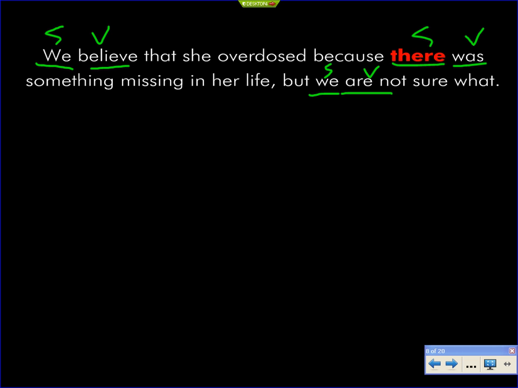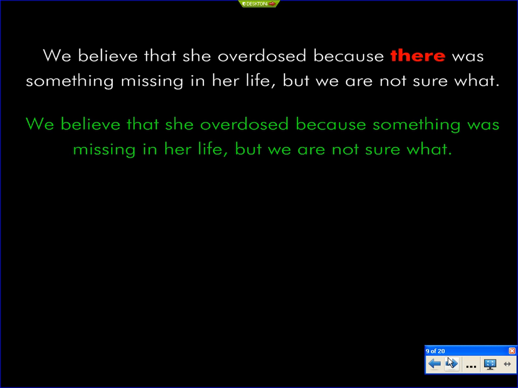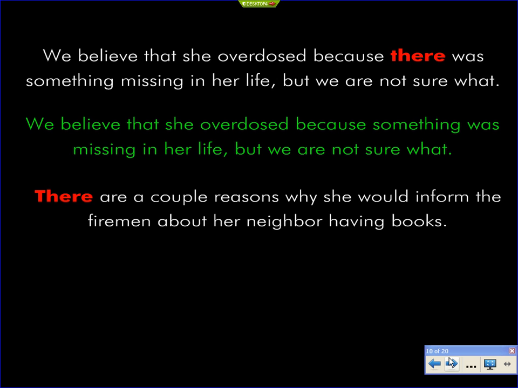The first and the third are not bad because we is a word with some content. Believe is a nice verb. It's this there was something missing in her life that's a problem. There's emptiness there. It's weak style. We would rewrite it in this way: We believe that she overdosed because something was missing in her life, but we are not sure what. This word something is a lot better than this word there. It has more content. It's clearer. Yes, the word something refers to any sort of thing, we're not quite sure what, but it's a better word than there.